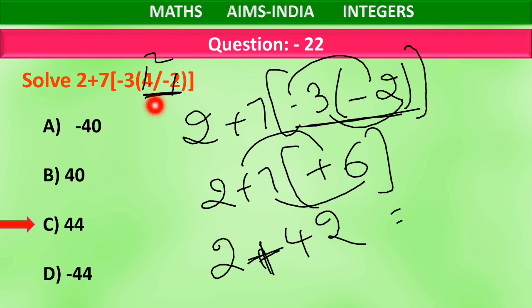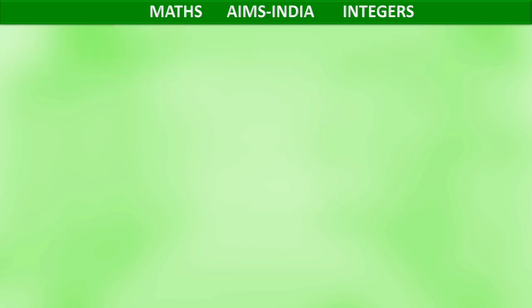42 plus 2 is equal to 44. The brackets mean multiplication here. Was that clear, class?